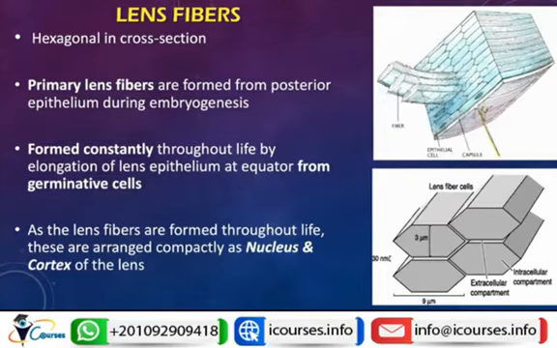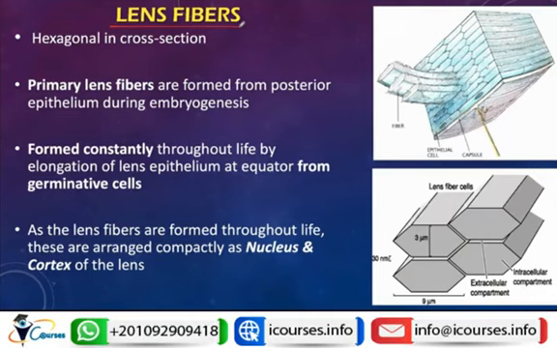Then after talking about the lens capsule and the lens epithelium, we have what's called lens fibers. The lens fibers are more or less like the collagen fibers present in the cornea. So these are the main content which is responsible for the lens transparency and responsible for the lens action. So this will be responsible for convergence of the light rays, and for refractive power of the eye.